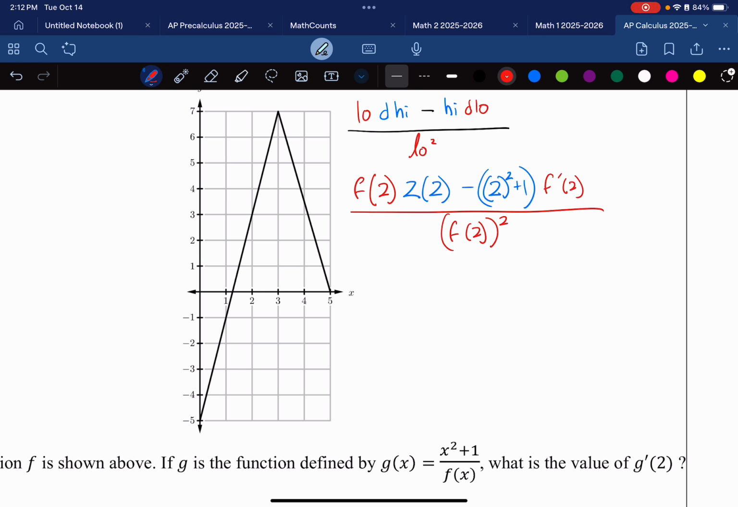All right, we have everything ready to go. Let's figure out what they are. Okay, f of 2. That means I have to go to the graph and say the height at 2.